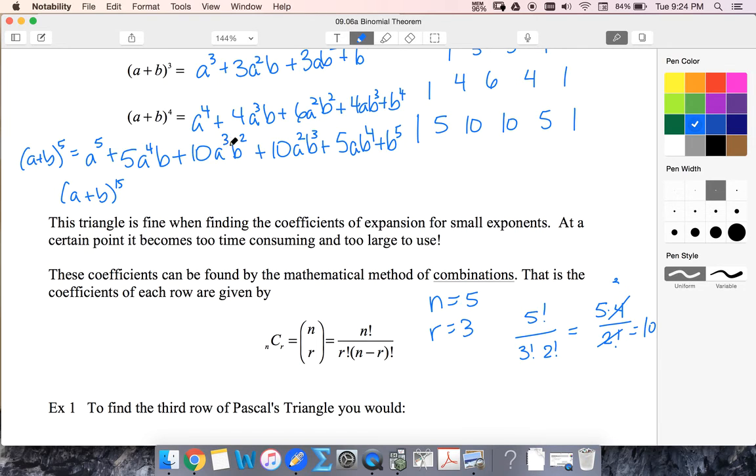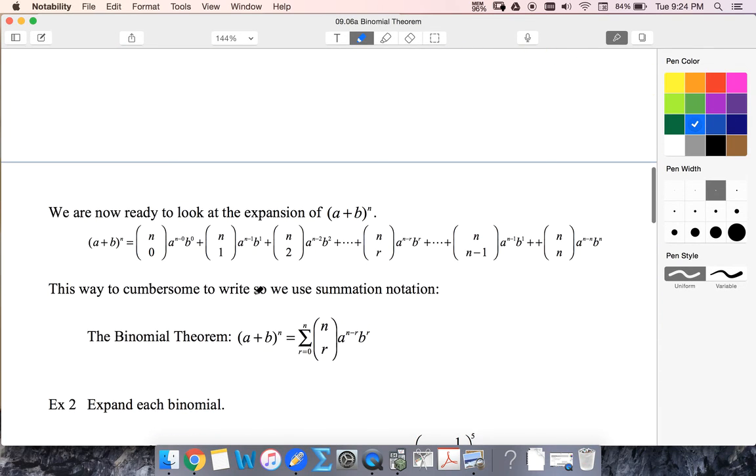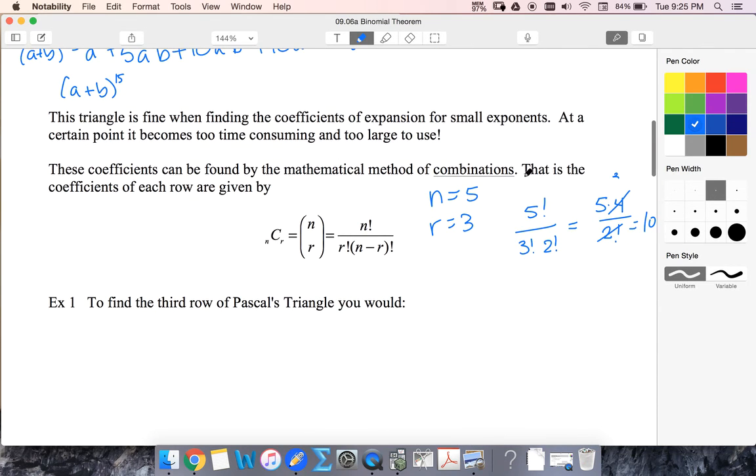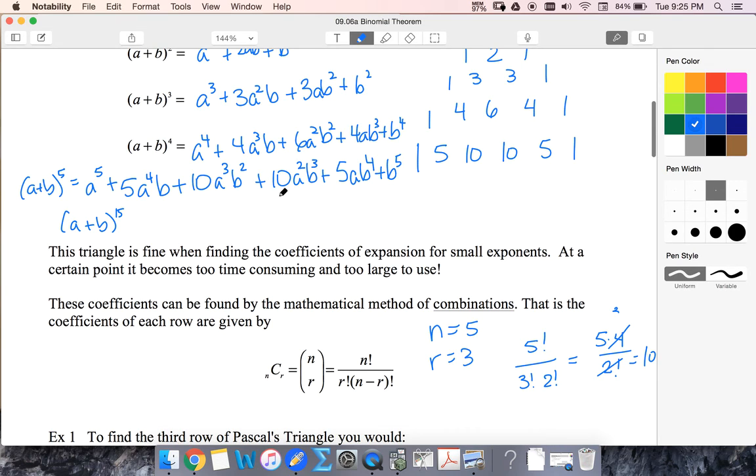Notice that's also my power, but I feel like I want my r term. So we start with 0. Yes, we're looking at the power of b actually. So when I found this 10 here, it was actually this term. So r is going to be your power of b.